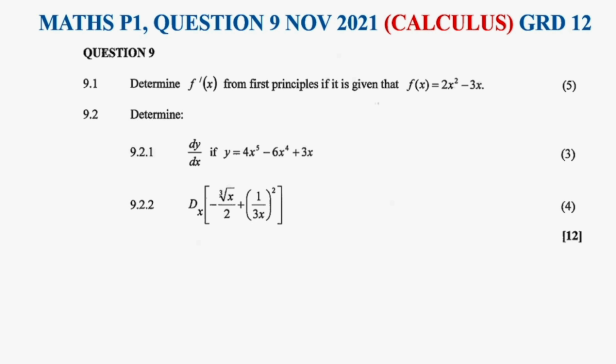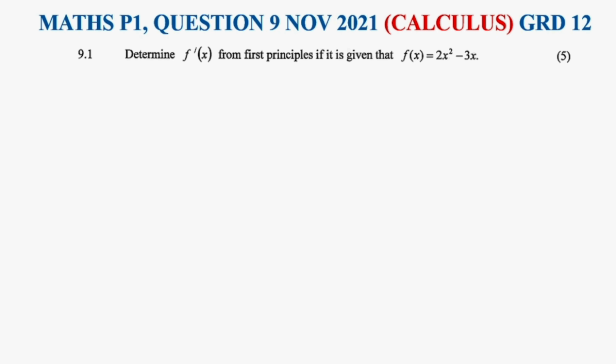Today, let's have a look at question 9, November 2021. It was a calculus question with two parts, 9.1 and 9.2. The first one was from first principles, and the second one was from the first derivative. Okay, so let's go ahead. We'll deal with 9.1, and then we'll continue with 9.2. Now let's have a look at 9.1.